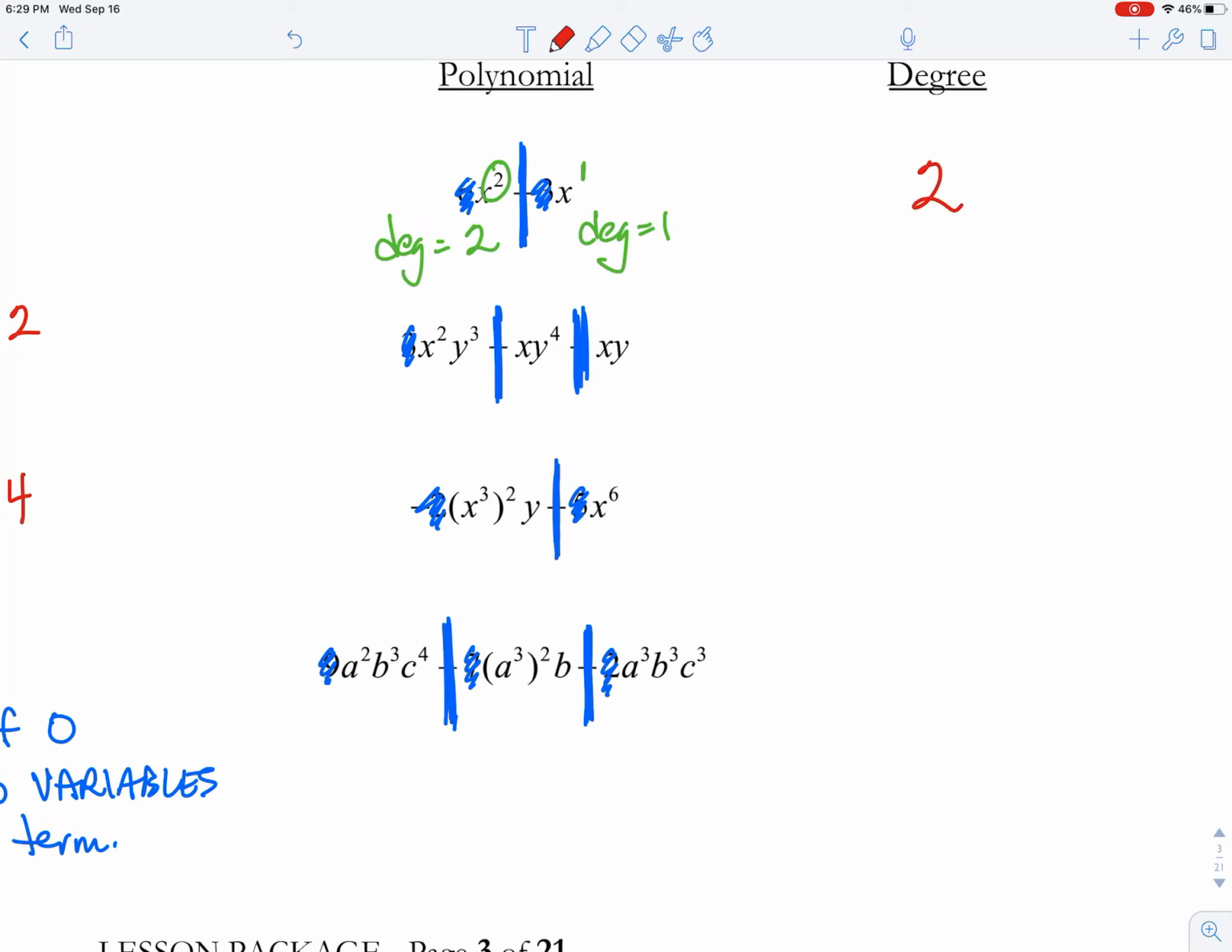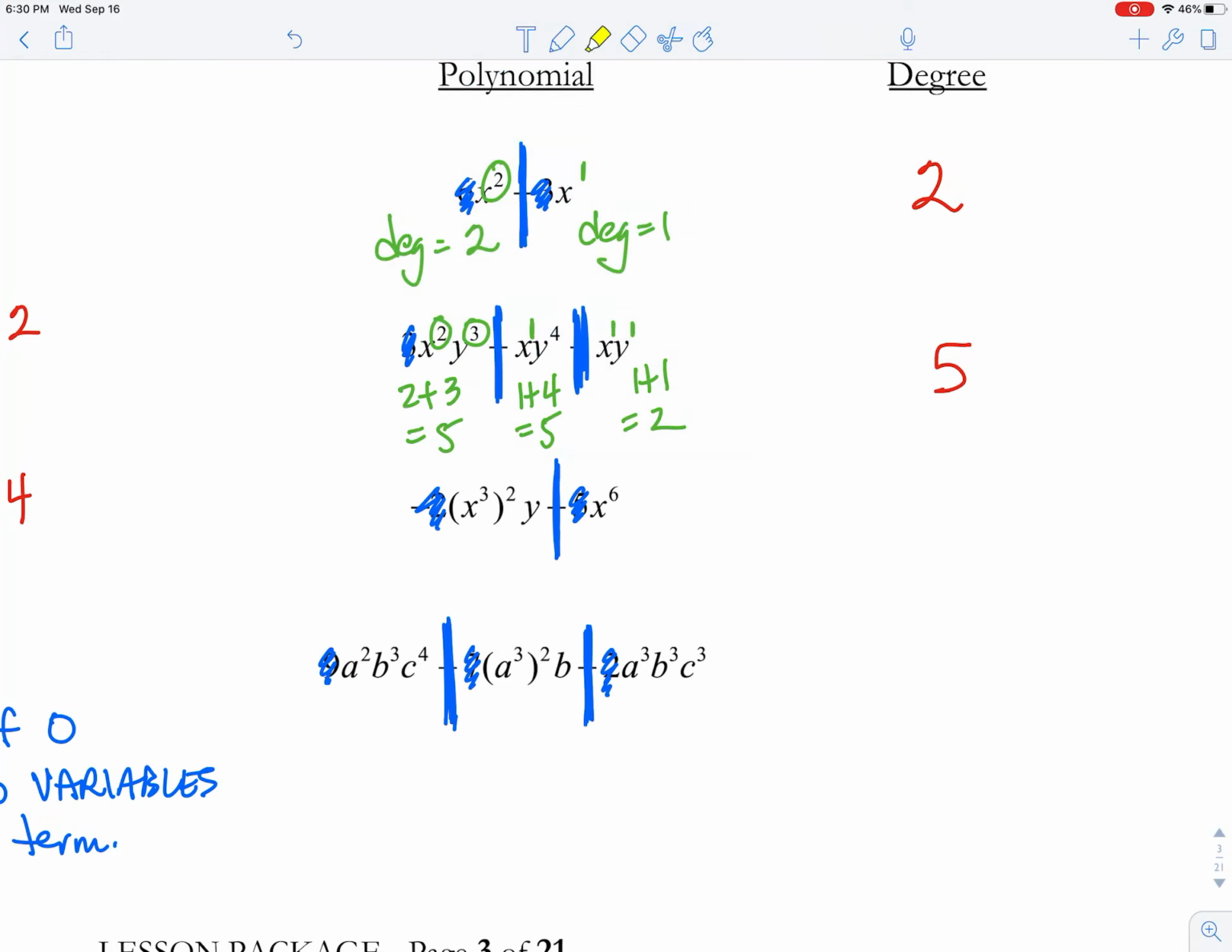Next one, we've got 2 and 3, so 2 plus 3 equals 5. Here, that x really has a ghosty 1, so that's going to be 1 plus 4, which also equals 5. And x and y both have exponents 1, so 1 plus 1 equals 2. So the maximum out of all of these, well, it's a tie. And if it's a tie, that's easy. It's still the max. That's going to be 5.